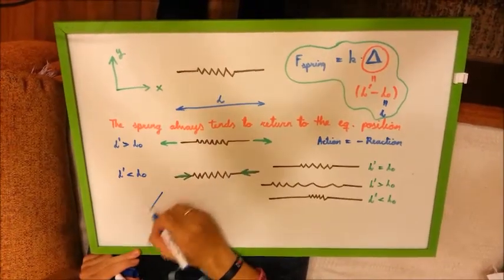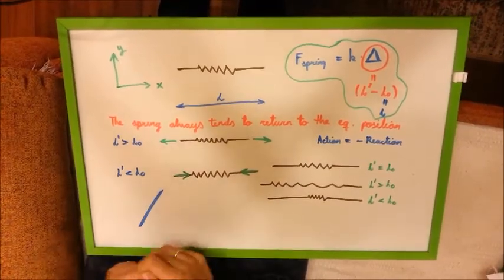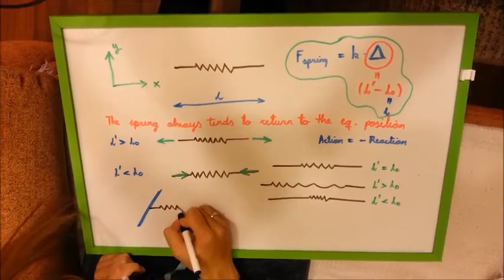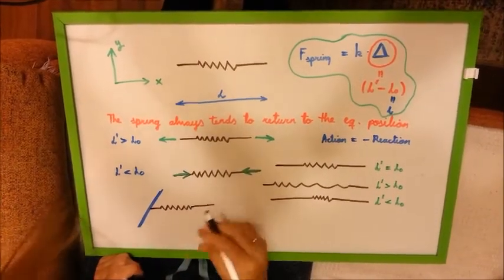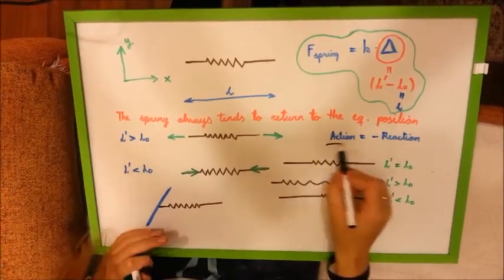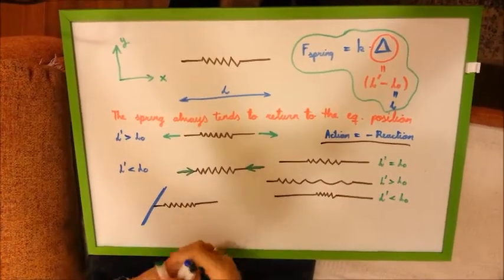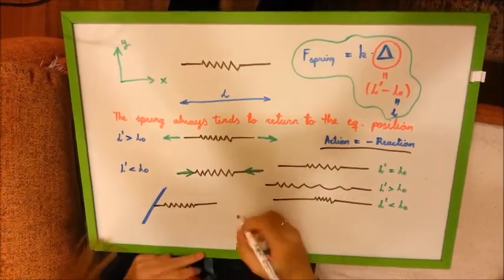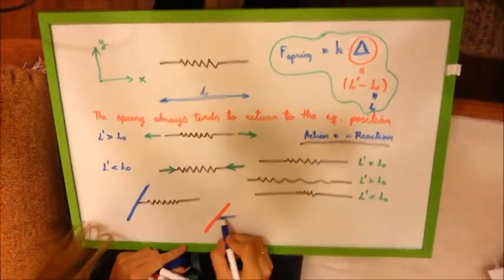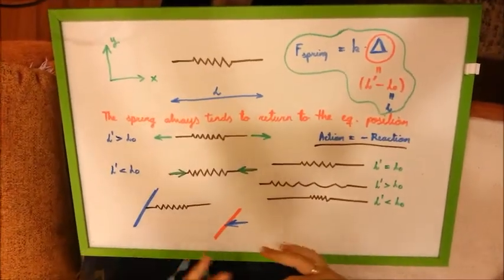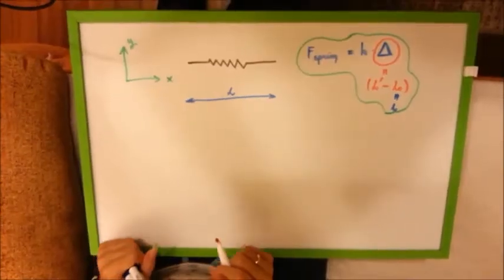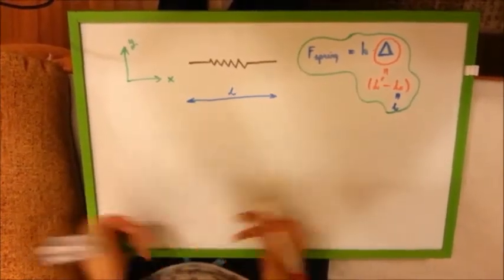So in this case, if we have here a rod and we have a spring attached to it, if this spring is compressed, because of action equals minus reaction, that's Newton's third law, on the rod we'll have a force like this. So the spring will tend to push the rod away. Okay. So this was for the case of any spring.